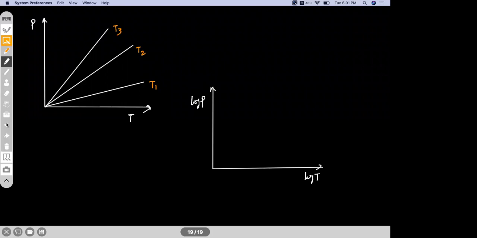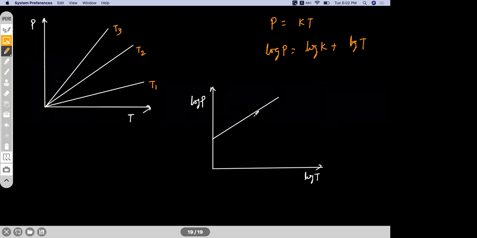We have P is equals to KT. If you take log, log P is equals to log K plus log T. So it is again a straight line with a positive slope, which is this. Slope here is one, and this intercept is log K, and the graph is this. Here again, you can draw a horizontal line or you can compare with the slope directly.